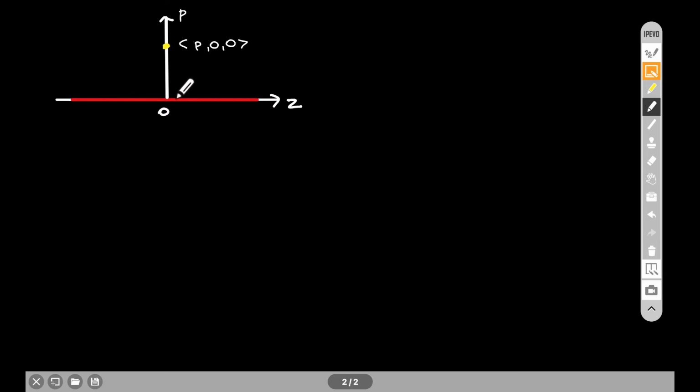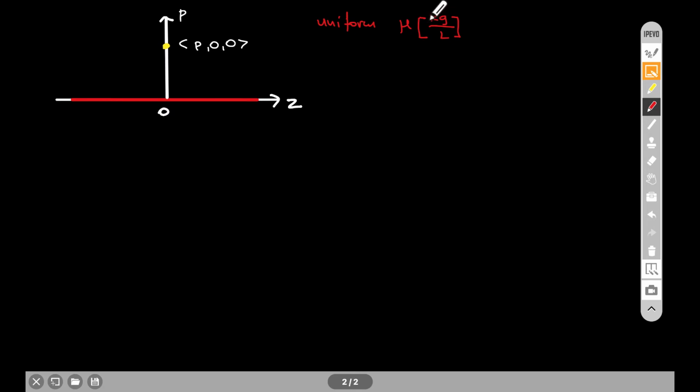This rod is lying on the z-axis and it has a uniform mass density, and I have a point particle at this location, a distance rho from the rod. Now, for the rod, I will set the uniform mass density. I'm going to use the Greek letter mu for that. The units will be mass per unit length. That's why I call it the mass density.